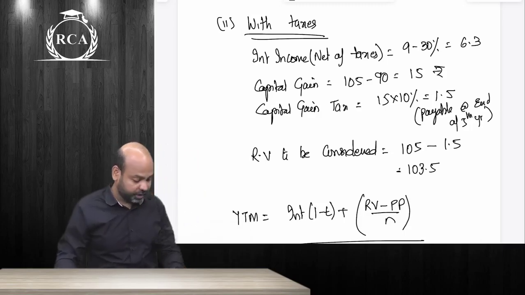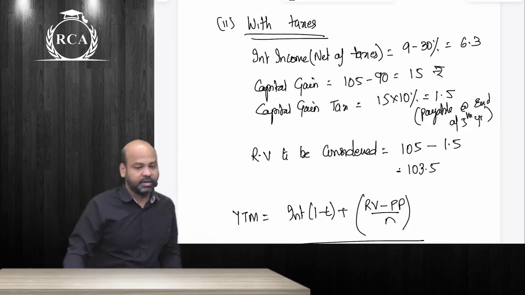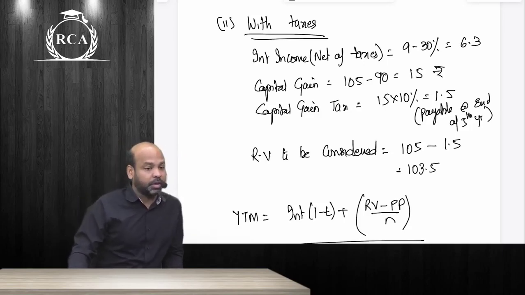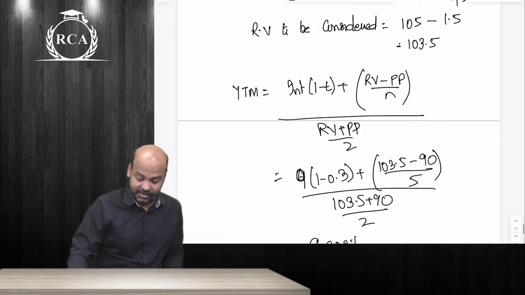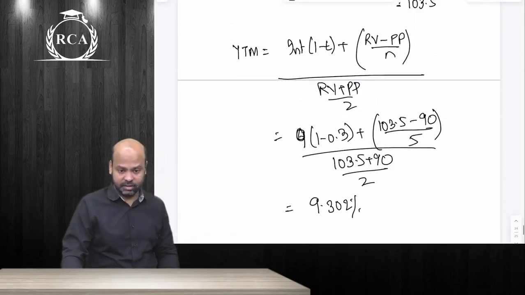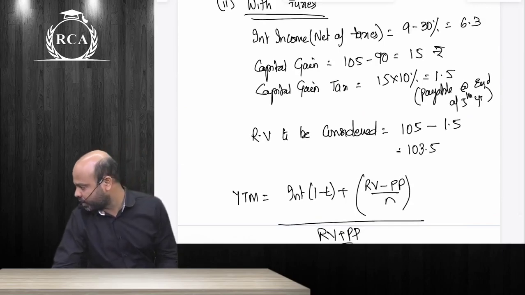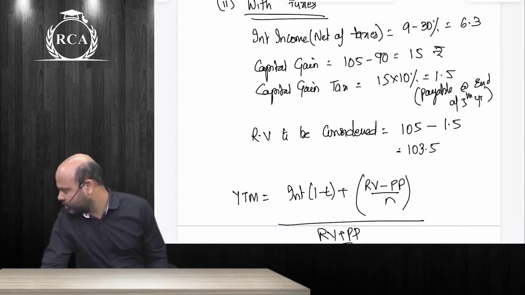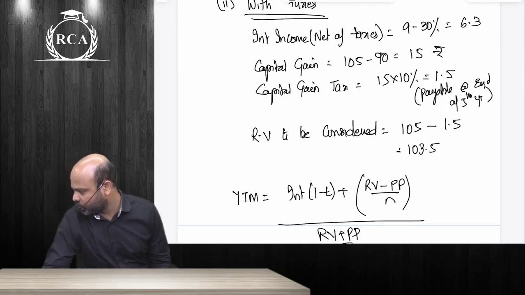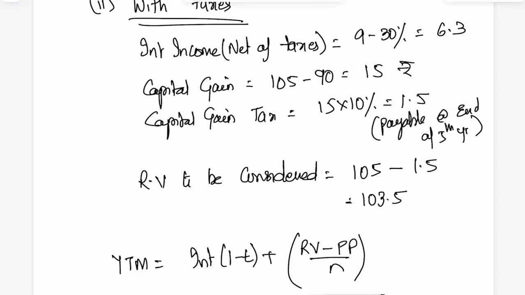Guys, make a note of this, beta. Did you all get 103.5? Capital gain is 15 rupees. Capital gain tax, beta, is this. Azaz, perfect, beta. I hope you have verified it.